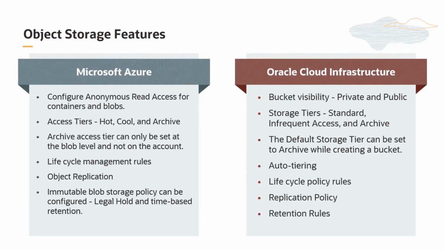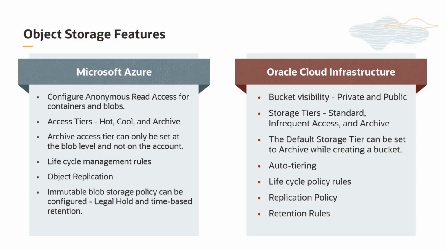In Azure, you can configure anonymous read access for your containers and blobs. There are three access tiers: hot, cool, and archive. Hot and cool tier can be set at the storage account level, but archive tier can be set only at the blob level. There are also some other features like lifecycle management rules, object replication, and immutability options.